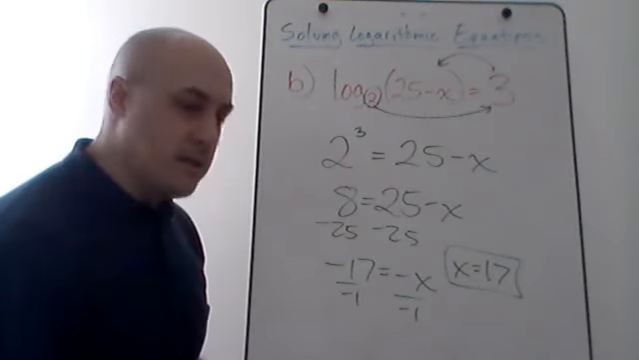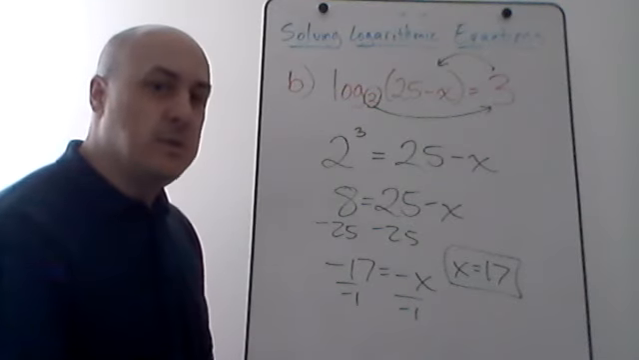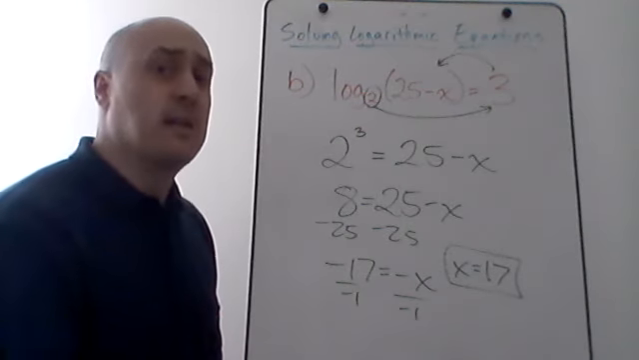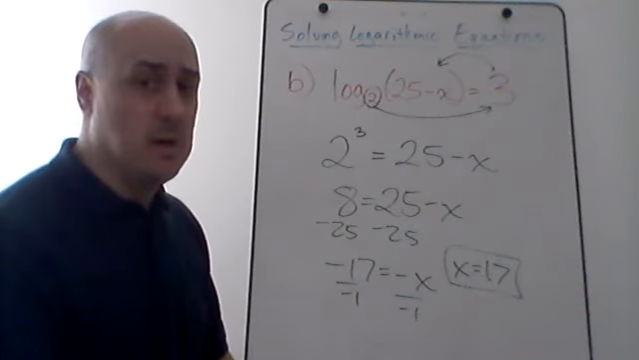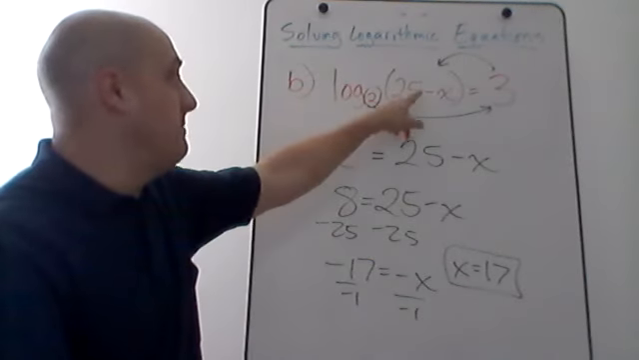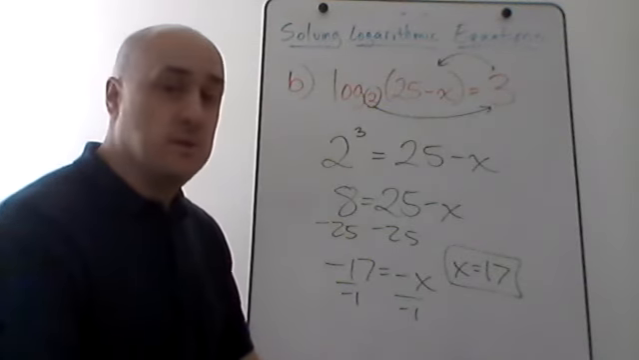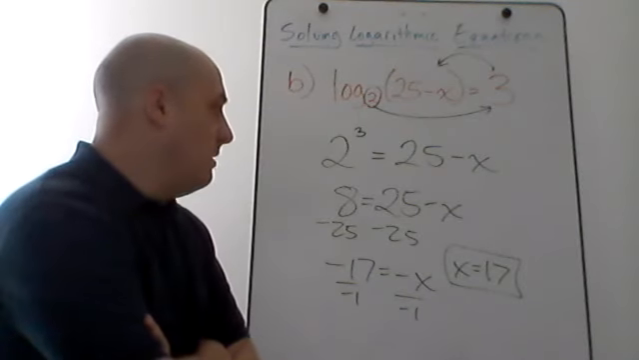And like I said a few minutes ago, for logarithmic equations, fairly often you get nice numbers. You get rational numbers or integers as your answers. You don't always get irrational numbers when you're solving logarithmic equations. In this case, we get x equals 17. So there you go. That is the steps of solving a logarithmic equation.